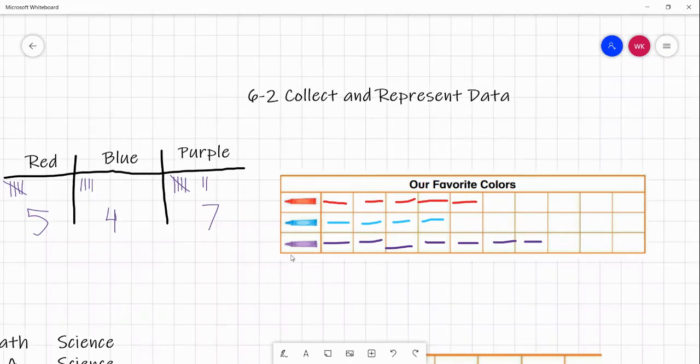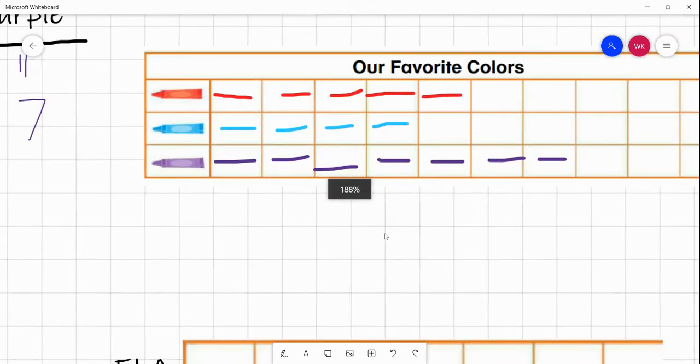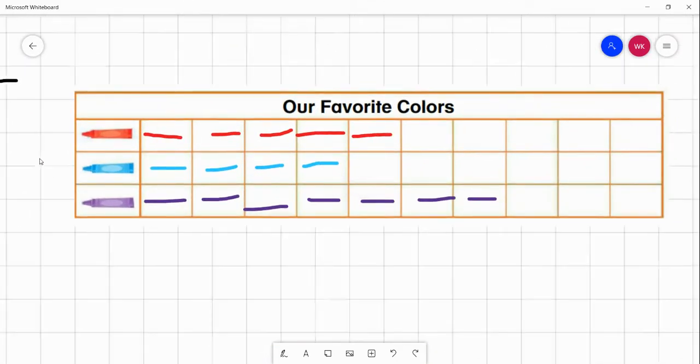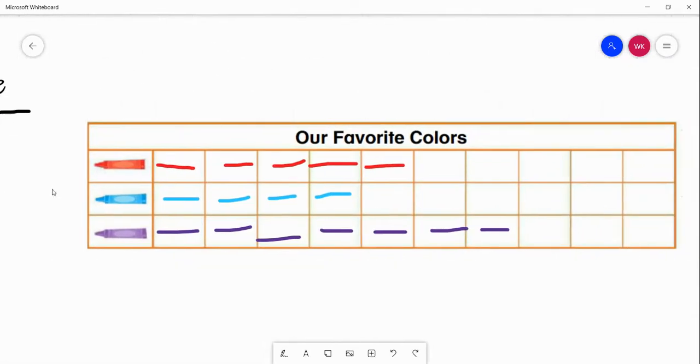All right, my first question to you guys is, looking at this picture graph that we got our data from, we surveyed the class, and we used our tally chart to put our tally marks in, and now we're using our picture graph. So my question to you guys is, think in your brain, which color had the most? Which color was the favorite out of my class? Good, it was purple. So purple had the most.